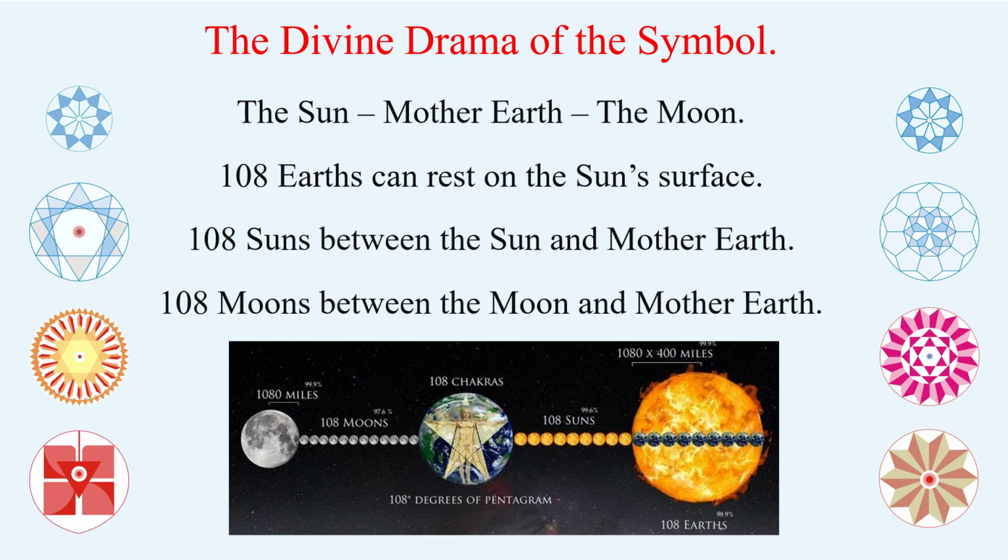There are 108 earths that can rest on the sun's surface. You can see the picture on the right side very clearly. 108 suns between the sun and mother earth, you can also see, and 108 moons between the moon and mother earth. I think this is the most beautiful thing, Divine nature. And once you understand this kind of mathematics is there, and this picture is done by NASA with all the concentration, contemplation, everything perfectly, I think we are very close to nature.